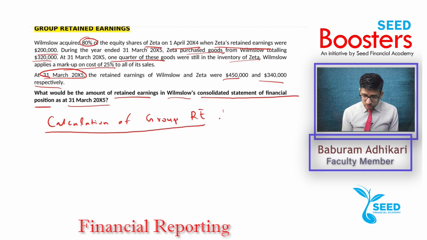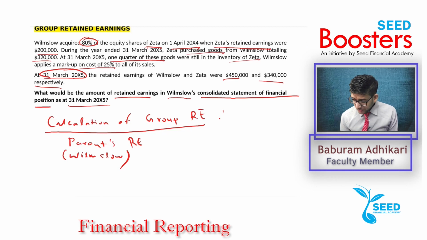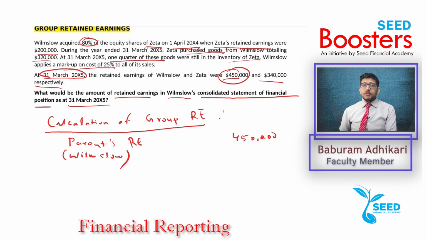The format is, at first compulsorily we take the parent's retained earnings, that is the parent's RE, which is in this case Winslow. So the parent's RE is 450,000. The retained earnings of the parent is a compulsory element in the computation of the group retained earnings. So we compulsorily first take the parent's retained earnings.